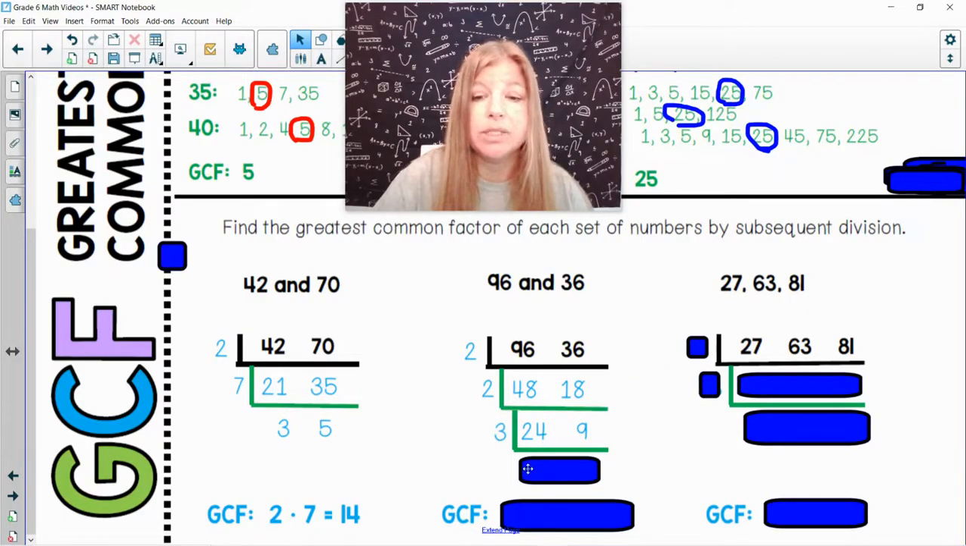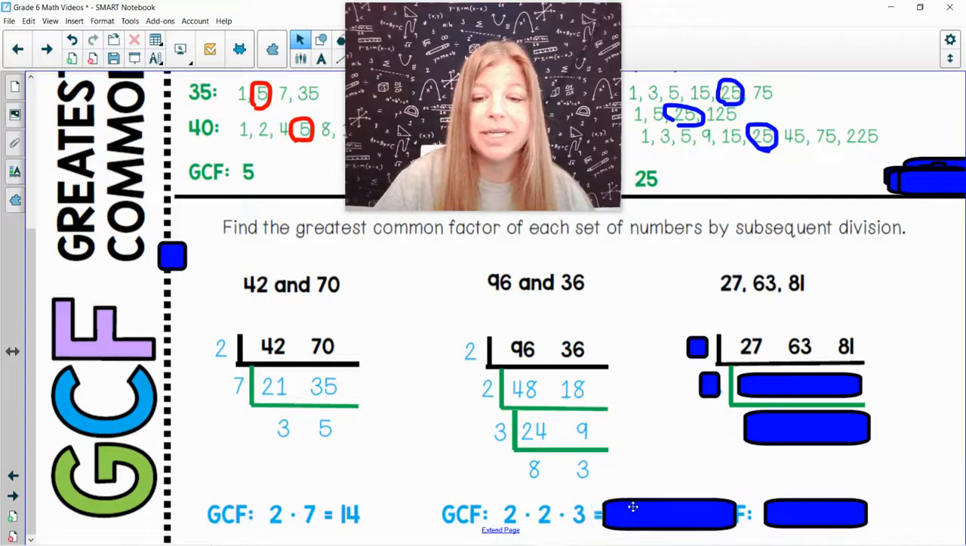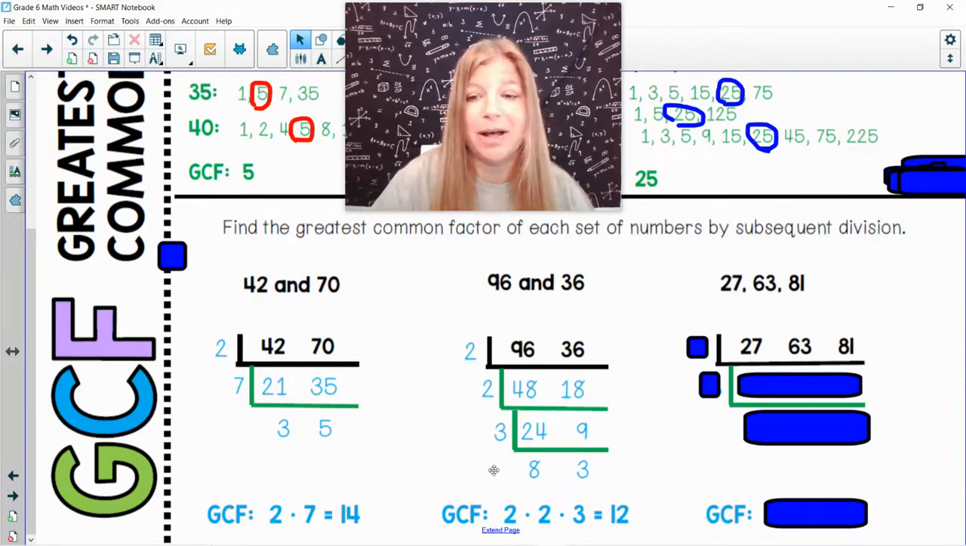Totally. 3 goes into 24 8 times, and 3 goes into 9 3 times. 8 and 3 do not have any common factors. They're not going to be divisible by anything. So to find my GCF, I multiply my primes over here on the left. 2 times 2 is 4, times 3 is 12. So the GCF of 96 and 36 is 12.